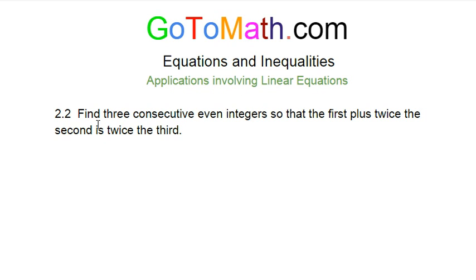So we've got 2.2 here. It says find three consecutive even integers so that the first plus twice the second.